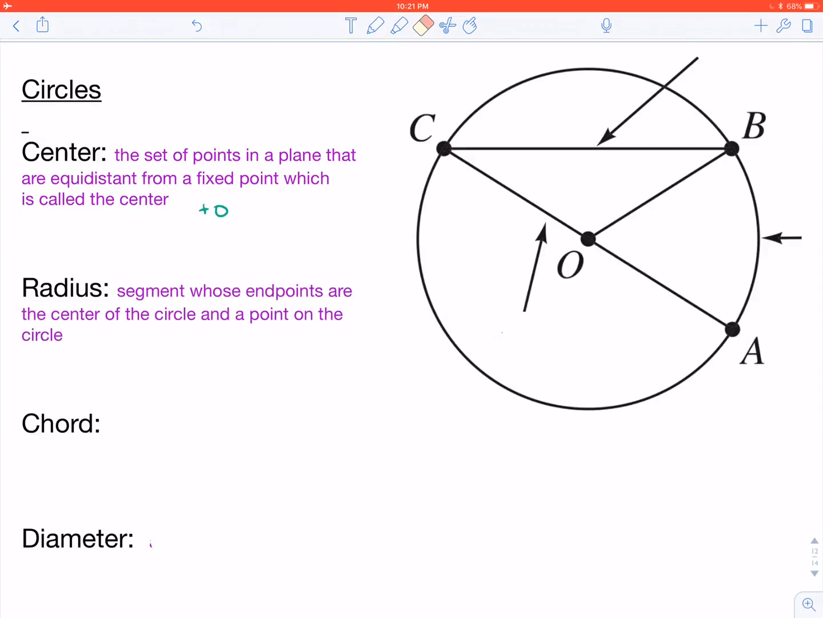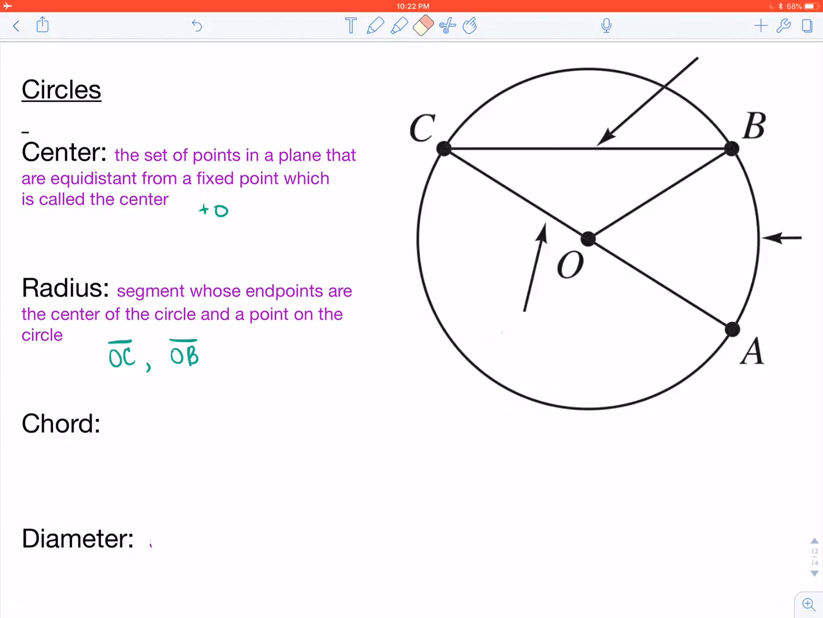Radius, this is going to be a segment whose endpoints are the center of the circle and a point on the circle. So a couple of examples here would be something like segment OC or segment OB. These are a couple of examples of a radius.